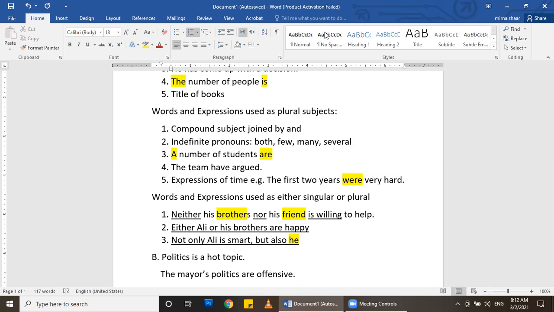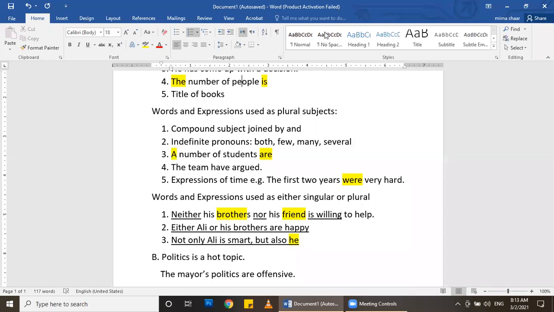For example, Ali and Hassan. Here I have two subjects joined by and, we consider them as a compound subject, and they are always plural. Ali and Hassan are playing football. This is an easy example for you. Since we have and, it's like the plus sign, you consider it as what?